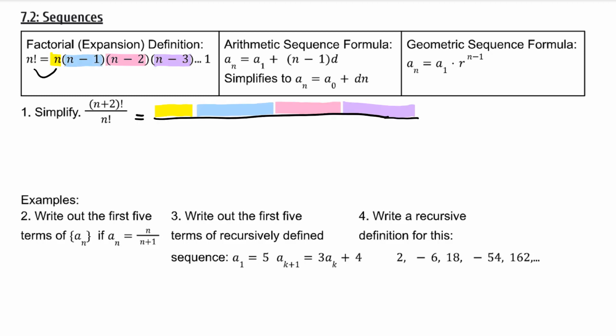If you're expanding n factorial, your first term is n. So if you're expanding n plus 2 quantity factorial, then your first term is n plus 2. And each time we see n, we're going to replace it with an n plus 2. Let's go ahead and simplify.